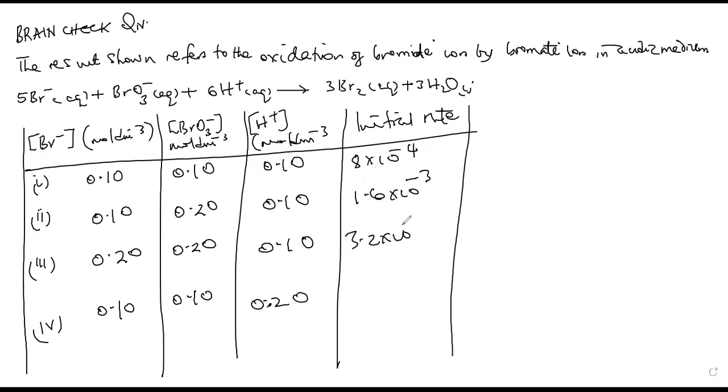3.2 exponent negative 3. That is the data we are having for experiments. Initial rate is in moles per decimeter cubed per second.